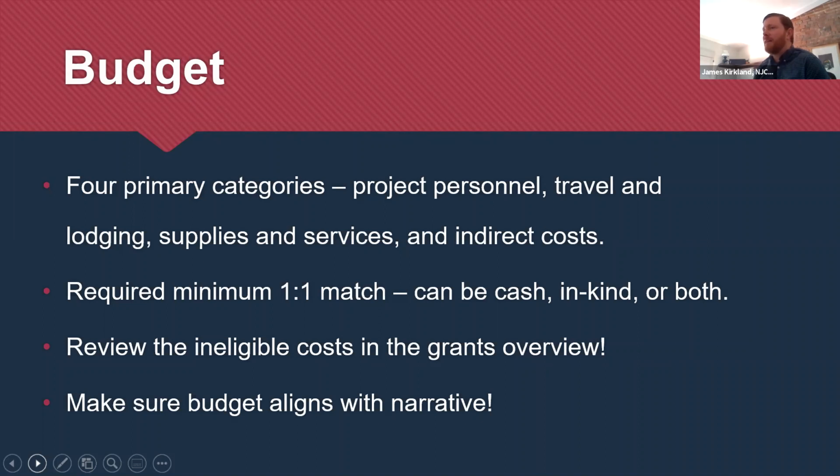Now, the budget falls into four primary categories. We have project personnel. This would be essential project personnel: the humanities scholar, members of your project team, whether internal or external. People who are fundamentally involved in the implementation, execution, planning, and development of your project are appropriate in project personnel. If you're hiring a photographer for an event, not necessarily project personnel. Sometimes there's a little bit of gray area between this and supplies and services, but we'll get to that in a moment.